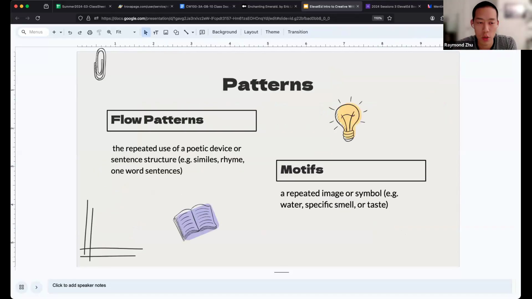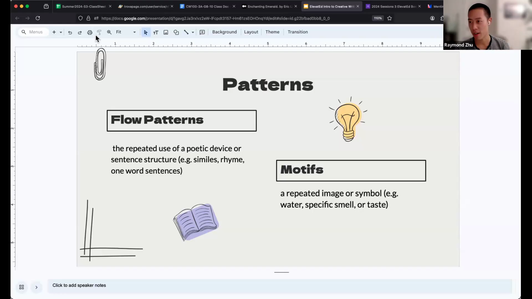No questions. Okay, so today we're going to take a look at patterns, specifically flow patterns and motifs. So flow pattern is the repeated use of a poetic device or a sentence structure. So similes, rhyme, one-word sentences. These can be a great way to emphasize a certain point, right?